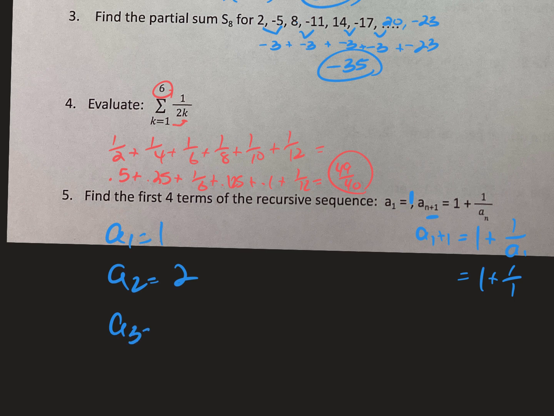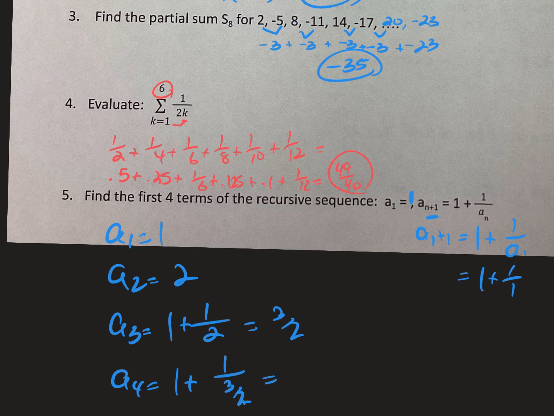Really what we're doing here, when I start working this out, is 1 plus 1 over the previous term. The previous term was 2. 1 plus 1/2 was 1.5, which is really 3/2. And to find the 4th term, the last one I've got to do, I'm doing 1 plus 1 over the previous term, which is 3/2.